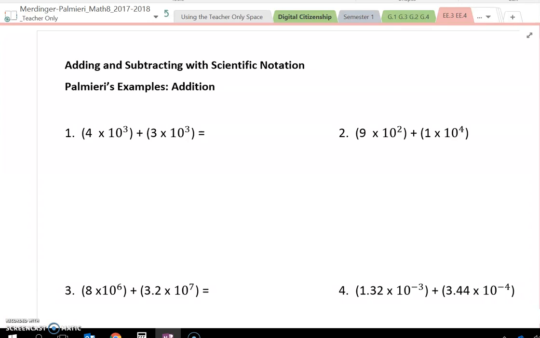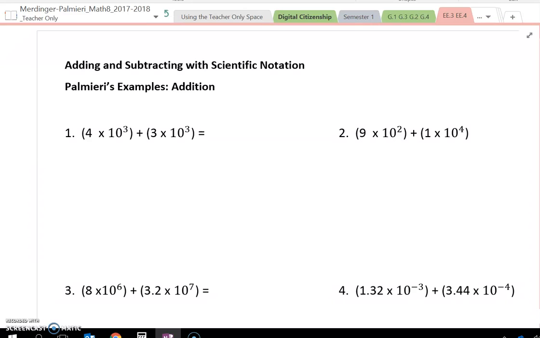So today we are going to focus on adding and subtracting with scientific notation. Before we begin, please make sure that you've gone back to last night's homework and double checked your answers with the teacher key provided on OneNote. If you have done that, then you are ready to start this lesson.